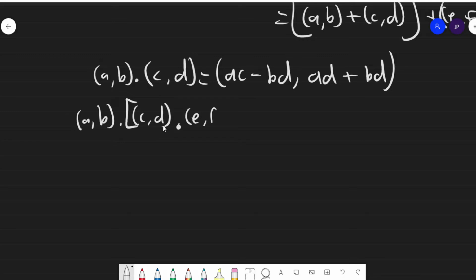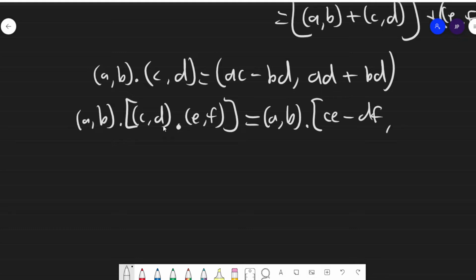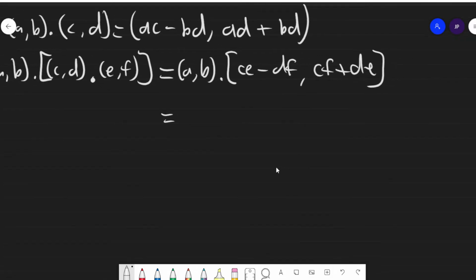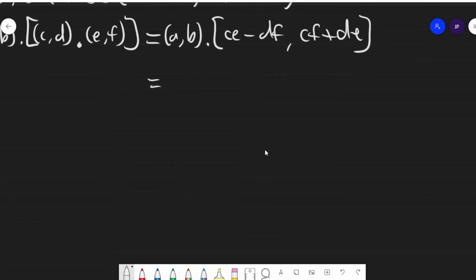We will do it like that. So then, let's do the bracket part first. If we do the bracket part first, we'll end up with CE minus DF, and we will have CF plus DE. Okay, and then we'll multiply that. So if we multiply that, let's maybe make some space here. When we multiply these, we will end up with this.